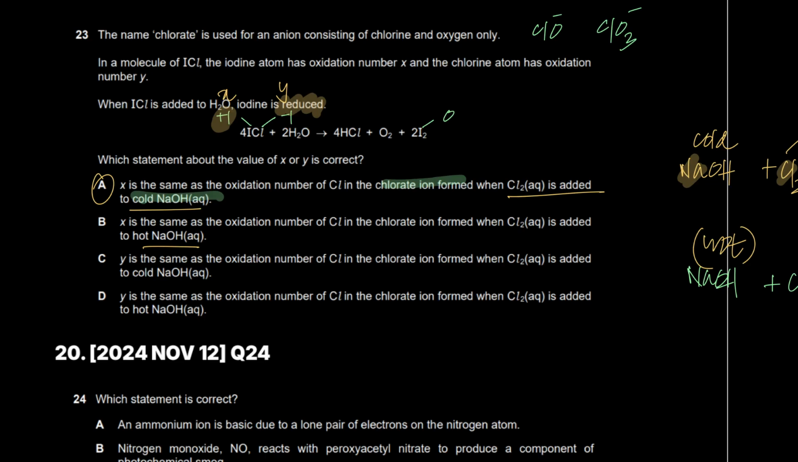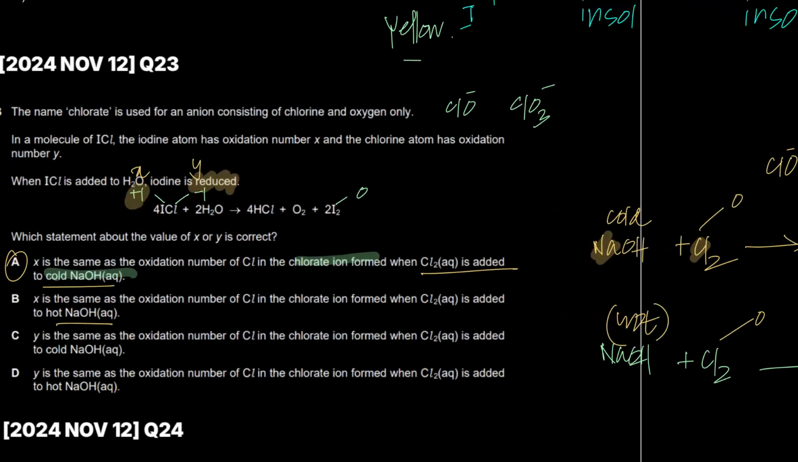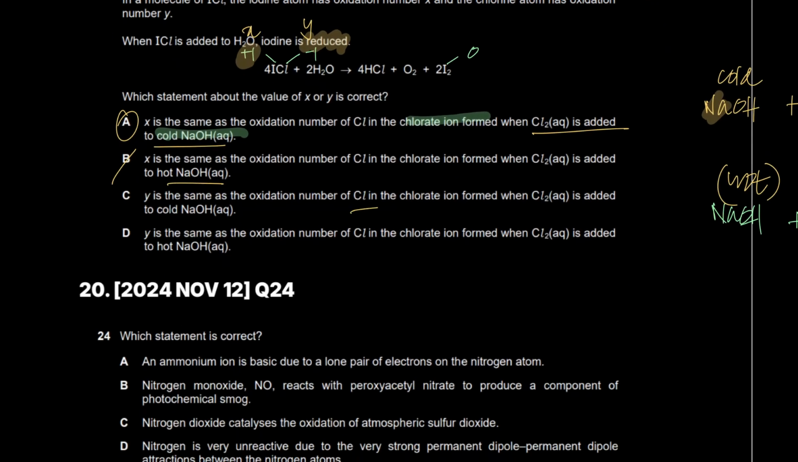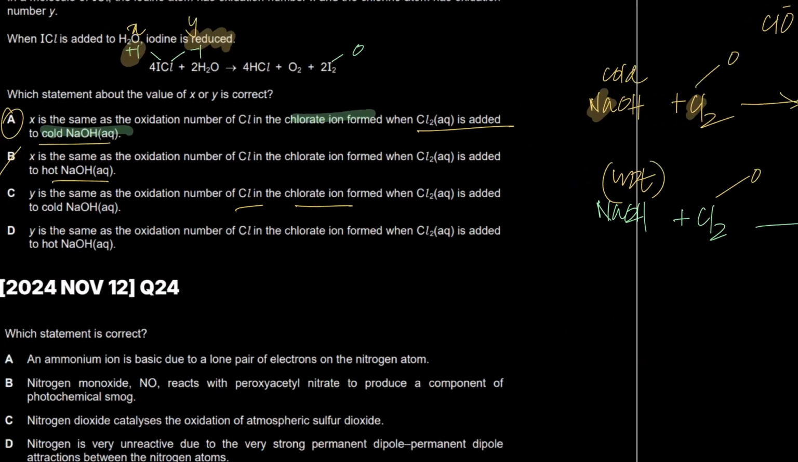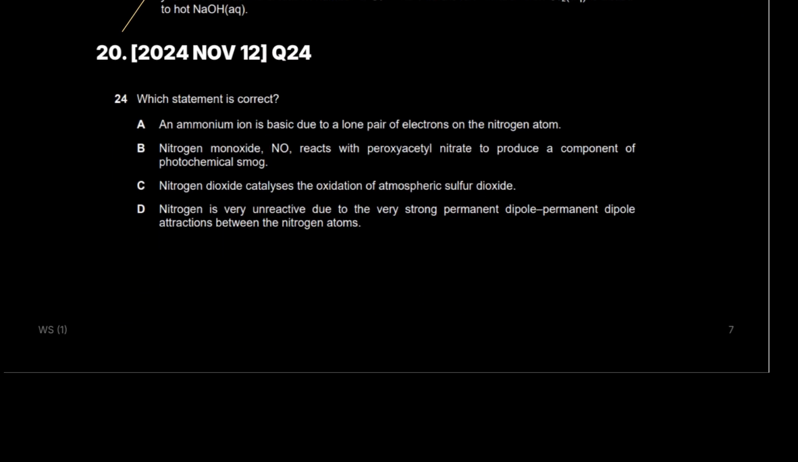He's saying X is the same as when it's added to hot. No, hot is +5 and you are saying +1. So that's wrong. Y is the same oxidation number as Cl. So this -1, he's saying that this -1 is equal to the Cl in the chlorate ion. No, this -1 is neither equal to +1 nor equal to +5. So this is also wrong and this is also wrong. Got it? Next, which statement is correct?